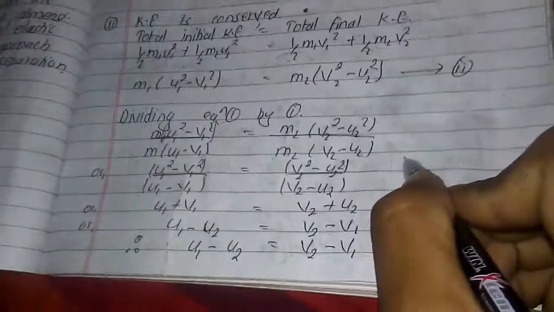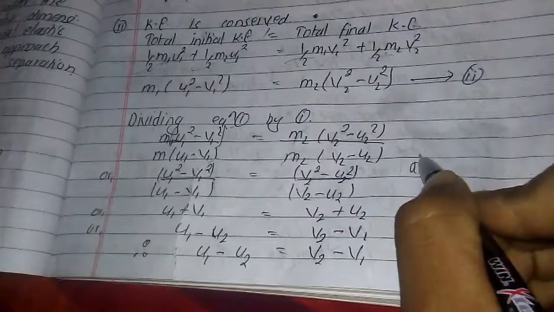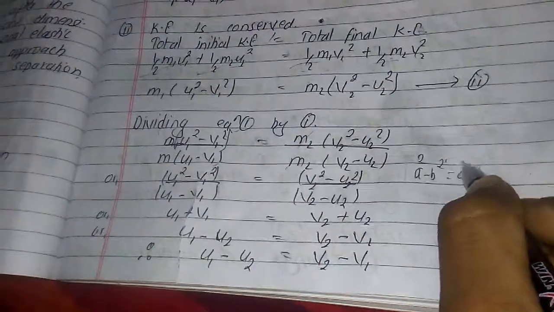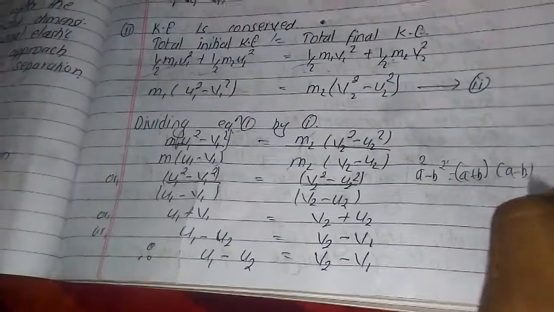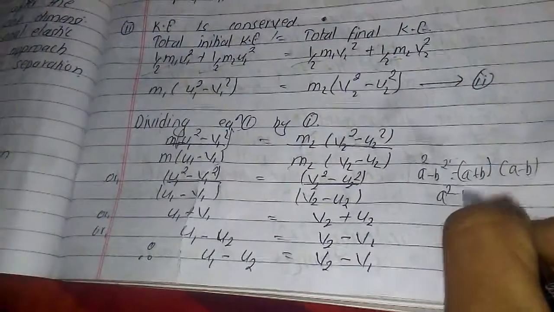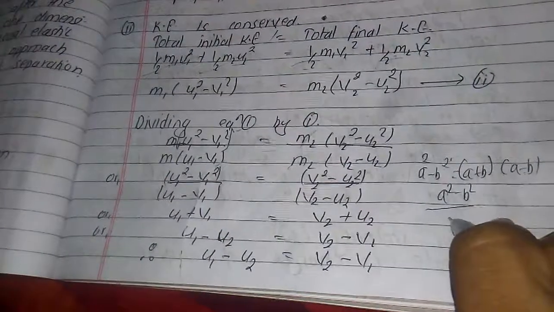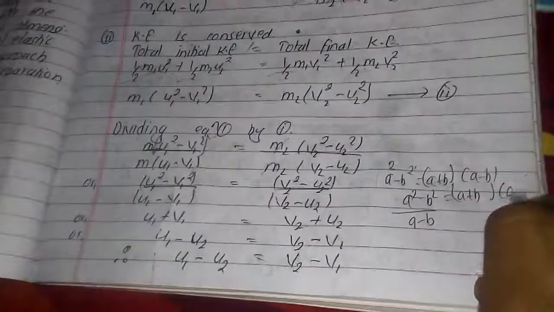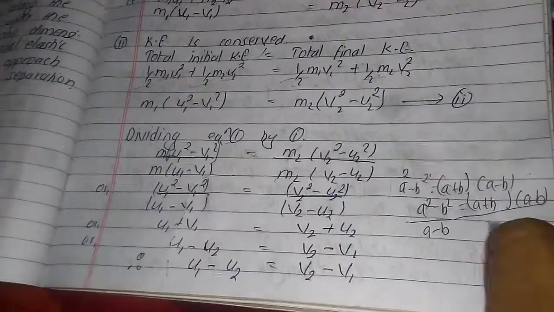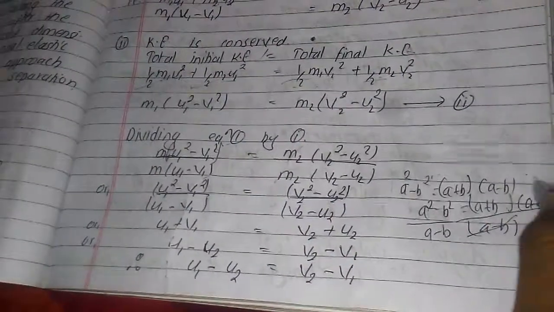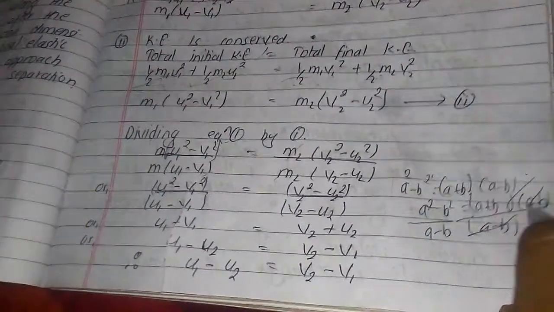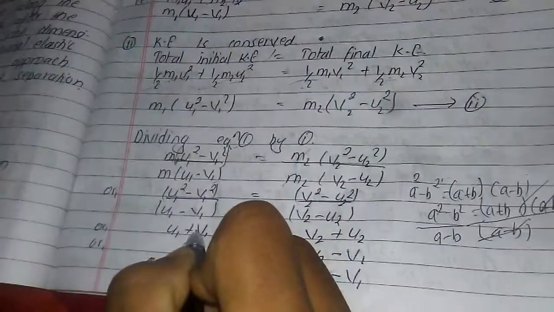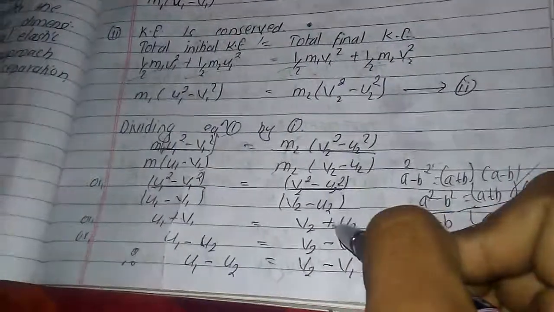when this is the formula: a square minus b square is equal to a plus b and a minus b, then a minus b whole by a minus b is equal to a plus b, a minus b upon a minus b. So this side remains a plus b. Like in this, this cancels, and u1 plus v1 remains, and a similar process for this.